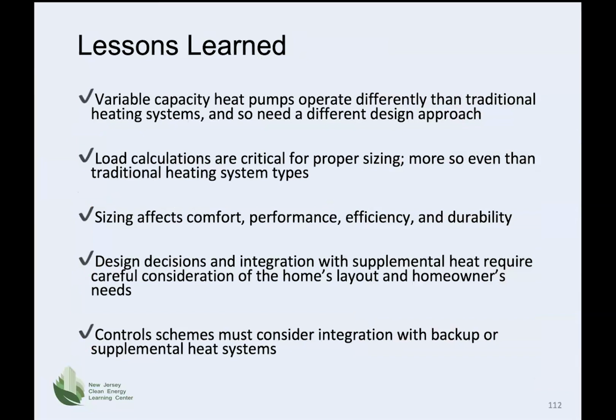Some of the lessons to be learned are that variable capacity heat pumps operate differently than traditional heating systems, and so they need a different design approach. Load calculations are critical for the proper sizing of the heat pump, even more so than in the case of a traditional heating system. The sizing does affect comfort, performance, efficiency, and durability of the system. Design decisions and integration with supplemental heat require careful consideration of the home's layout and homeowners' needs. And finally, the control schemes must consider integration with backup or supplemental heat if it's not a complete replacement system.